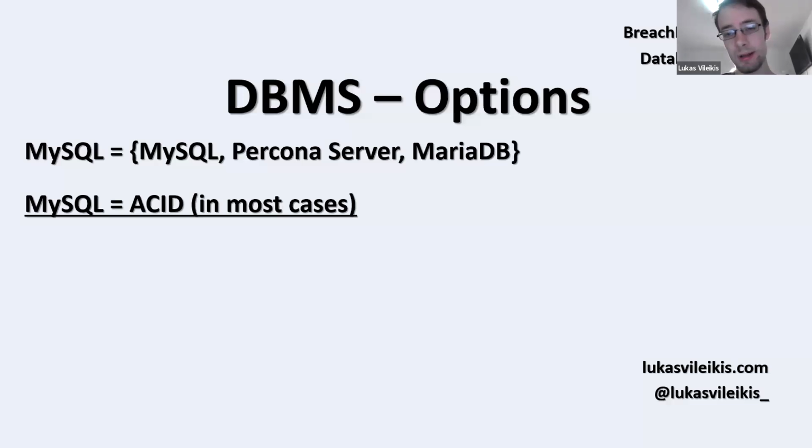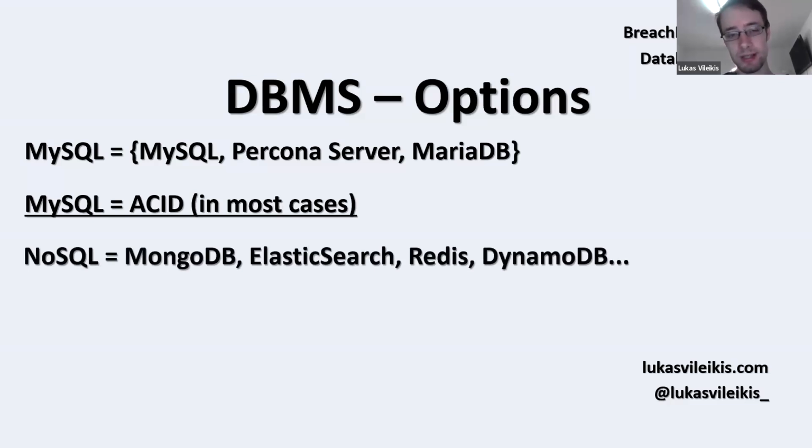MySQL will make your databases ACID compliant, which is basically four sets of database properties that guarantee data integrity despite any kind of errors, mistakes on your part. Let's say you're inserting data and electricity goes out, your data will still be intact, and so on. NoSQL databases, on the other hand, have a very wide variety of choices to choose from, as do relational databases. You can choose MongoDB, Elasticsearch, Redis, or DynamoDB, or anything like that.